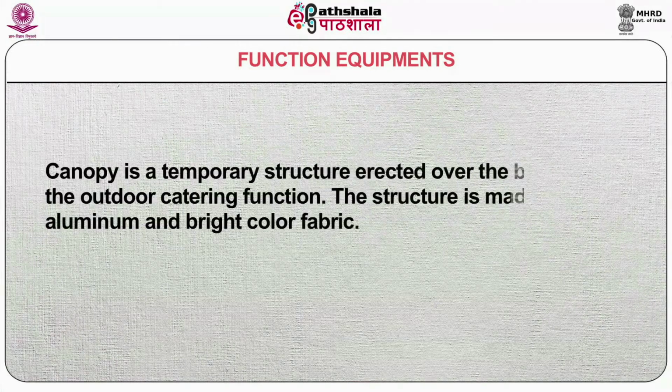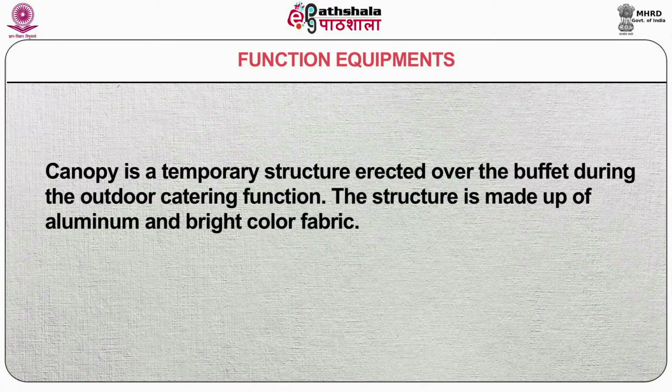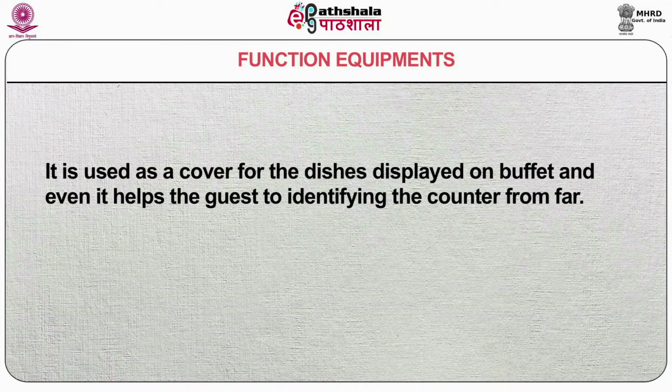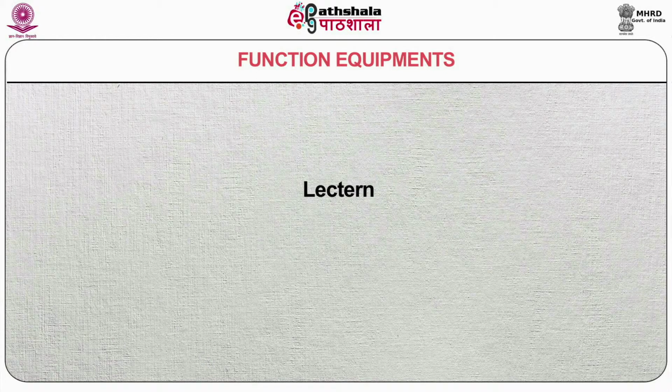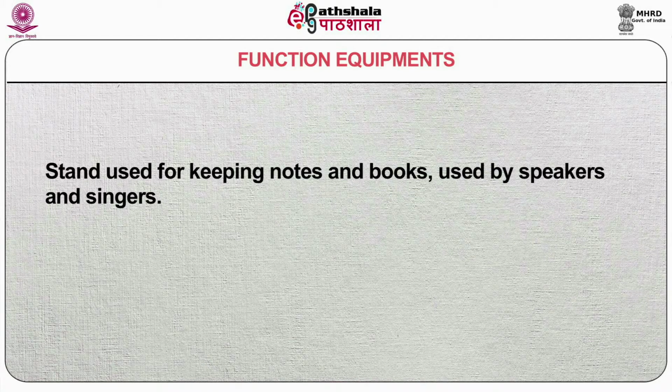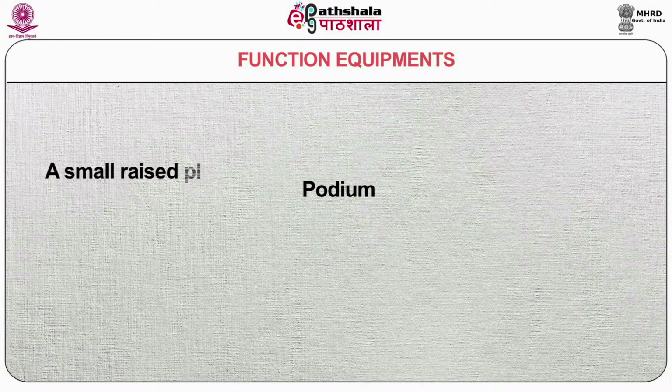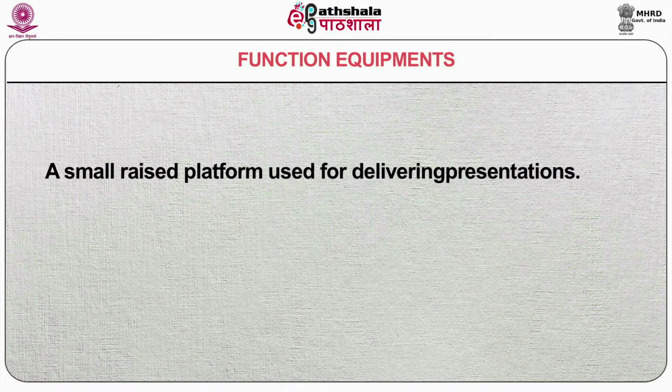Canopies. Canopy is a temporary structure erected over the buffet during the outdoor catering functions. The structure is made up of aluminum and bright color fabric. It is used as a cover for the dishes displayed on buffet, and even it helps the guest to identify the counter from far. Lectern. Stand used for keeping notes and books used by speakers and singers. Podium. A small raised platform used for delivering presentations.